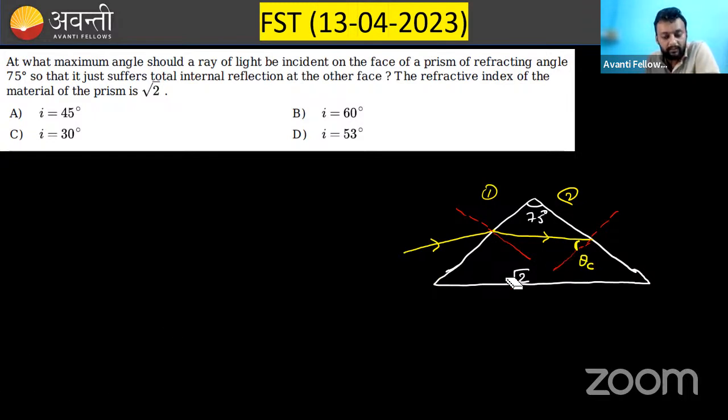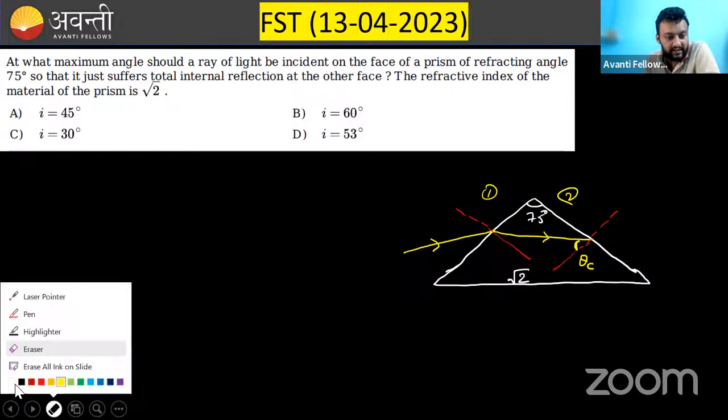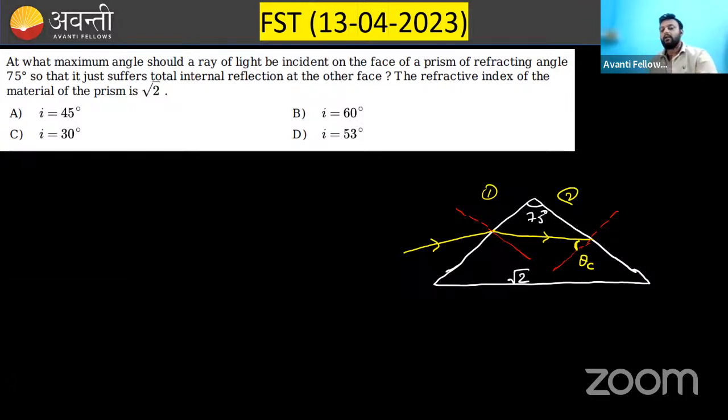Theta c is what? Mention in the chat box. What is theta c here? Yeah. Theta c is critical angle. Very good, Veena. Critical angle.